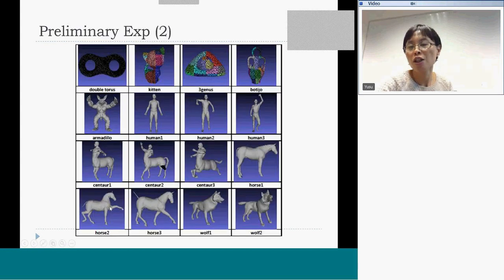In all these experiments I showed you, we didn't compute the continuous persistent distortion distance because the cost and time complexity is too large. So instead, we compute only the discrete persistent distortion distance.